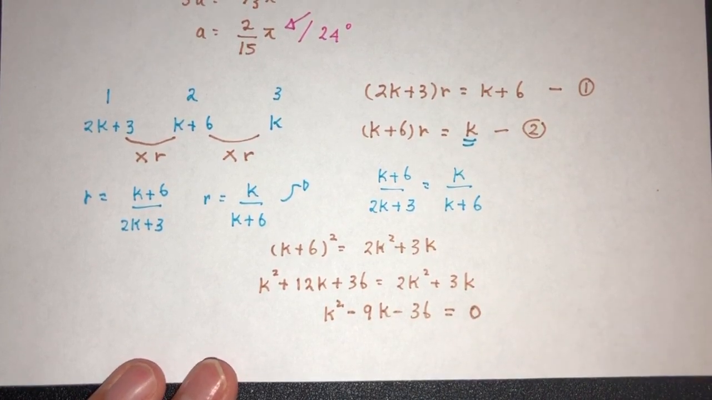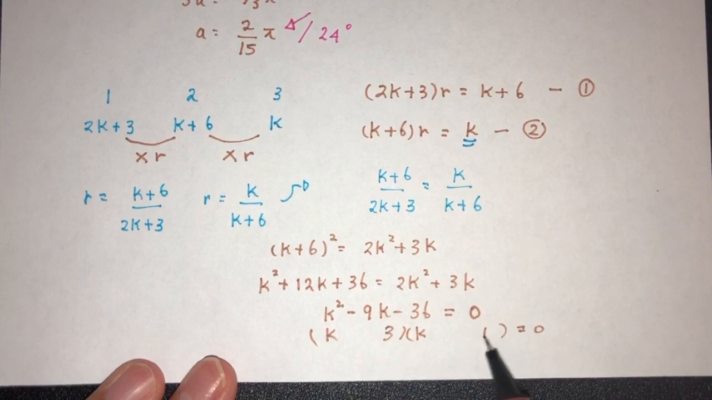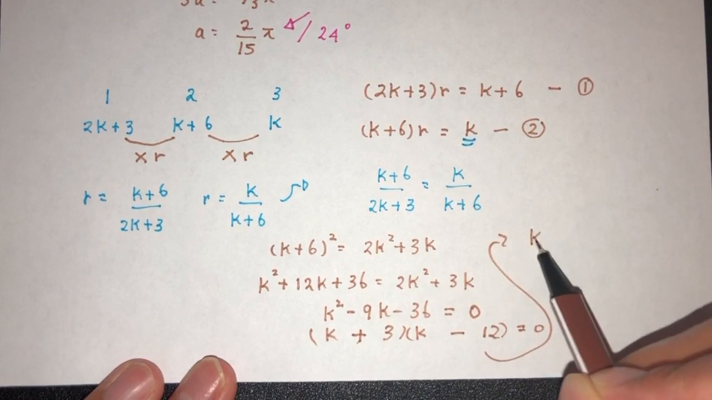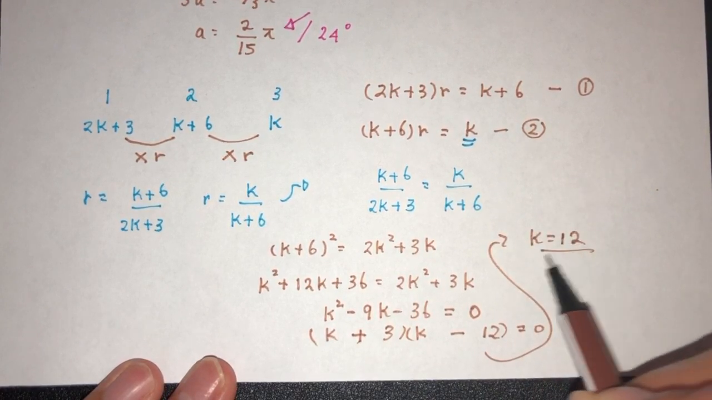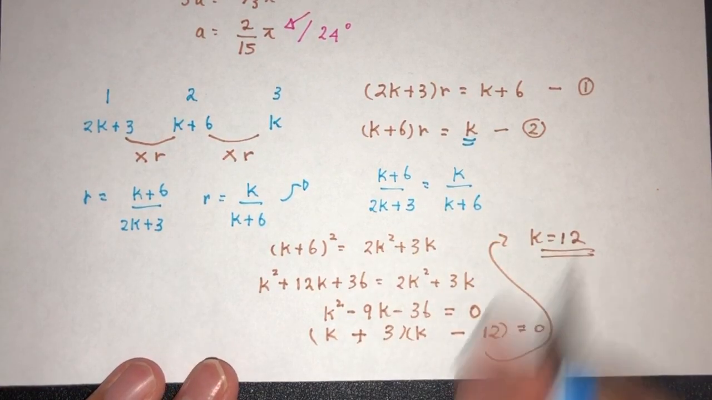So now, as you can see, we have a quadratic equation. How would you solve this? You can solve by factorization, or you can just use your formula. But in this case, I can just perform factorization. You will have k times k. 36 could be 1 times 36, but in this case, I will go with 3 times 12. 3 here, 12 here. Now we have minus 9, so we need minus 12 plus 3. So k will have to be positive, that will be 12. So k will be the value of 12.